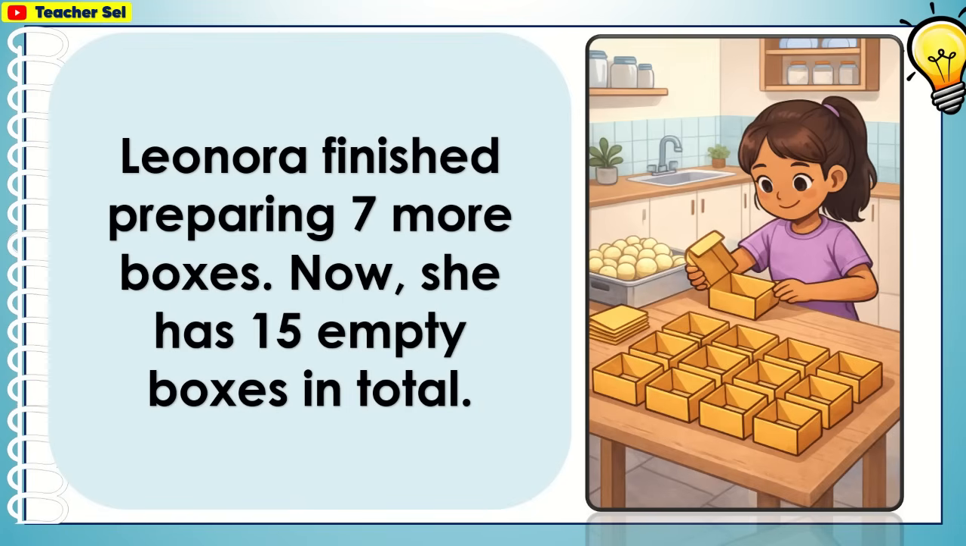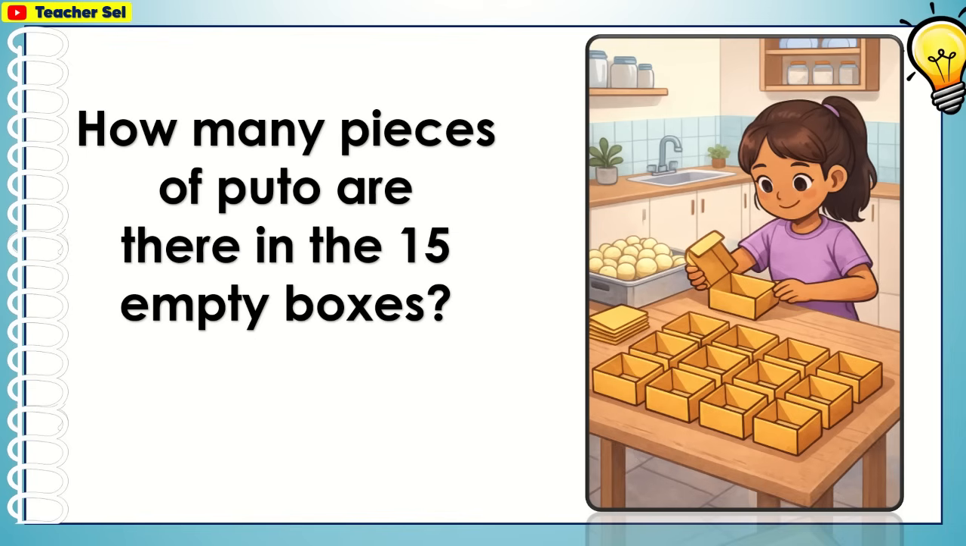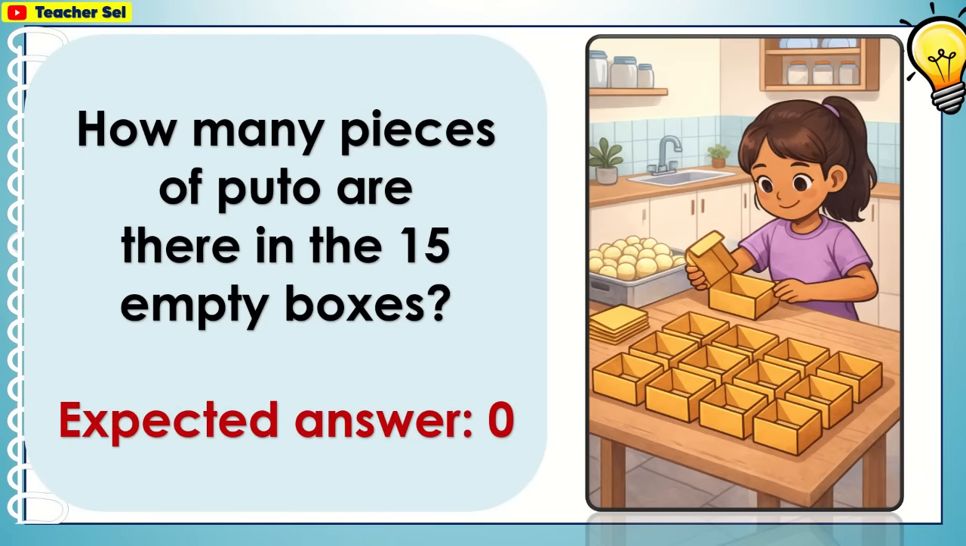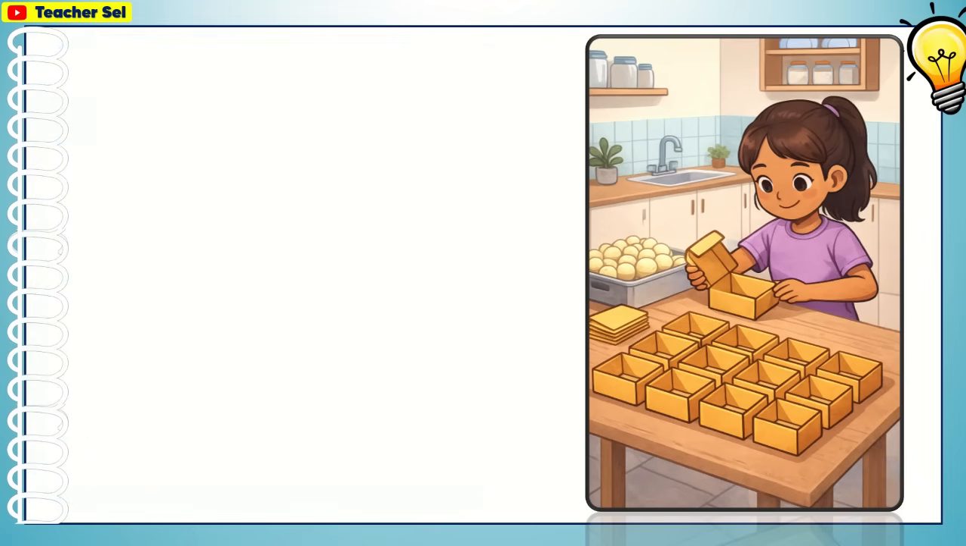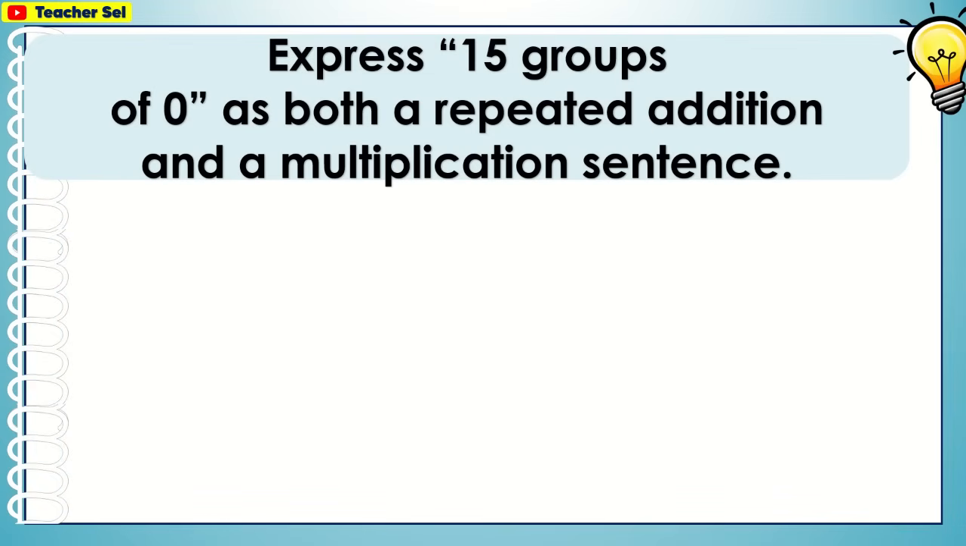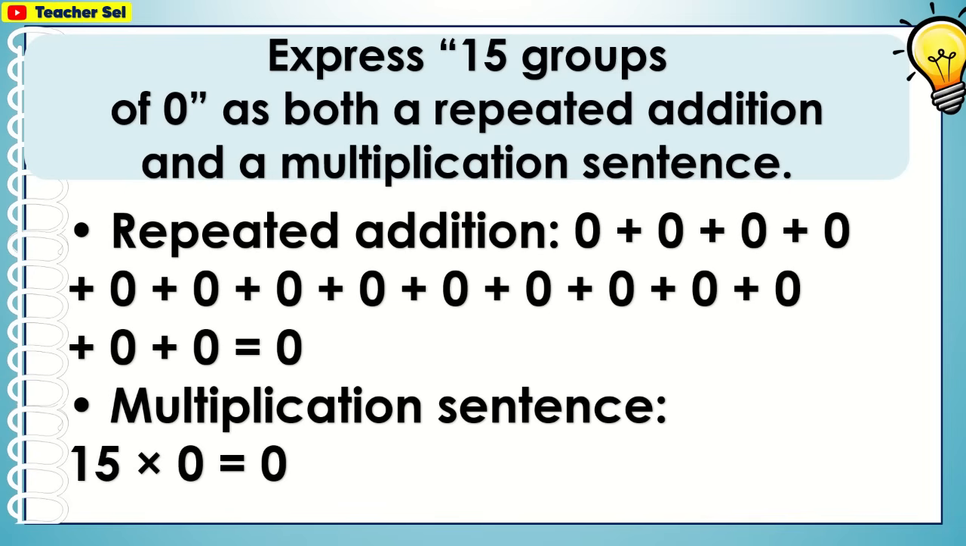Leonora finished preparing 7 more boxes. Now she has 15 empty boxes in total. How many pieces of puto are there in the 15 empty boxes? The expected answer is 0. The boxes are still empty, so there are 0 pieces of puto in each box. Express 15 groups of 0 as both a repeated addition and a multiplication sentence.